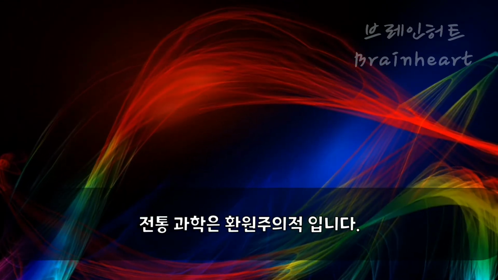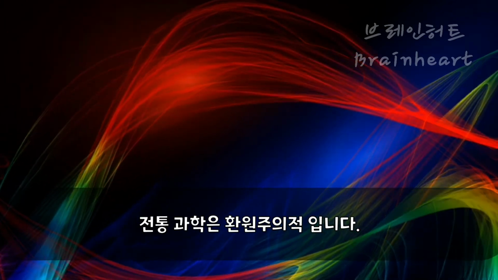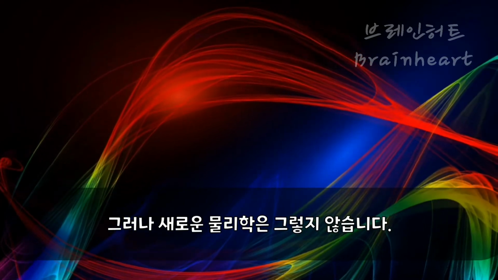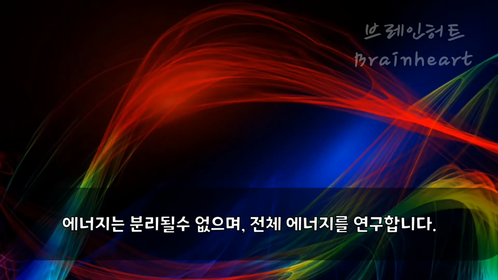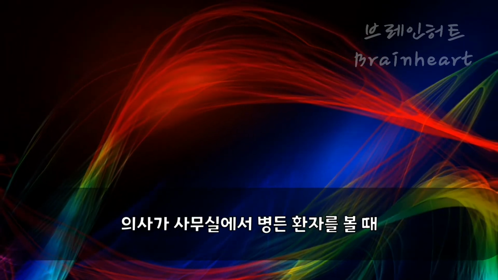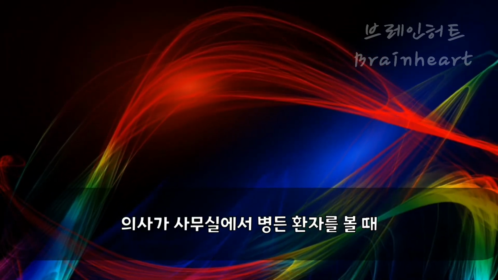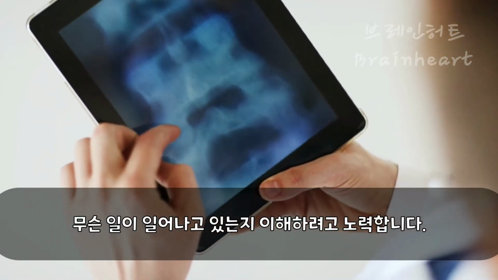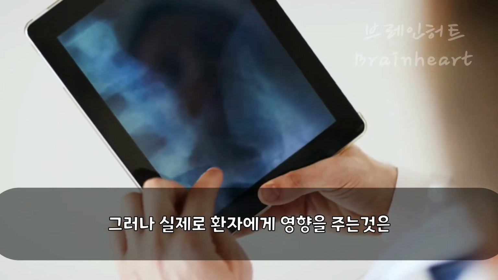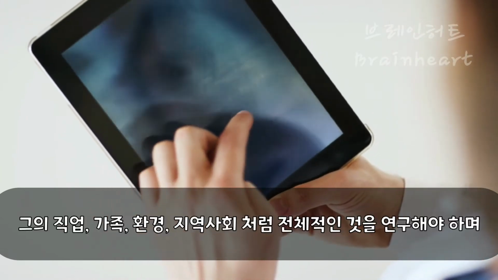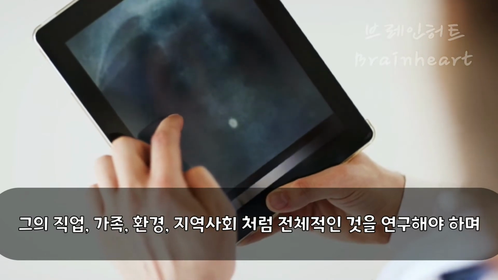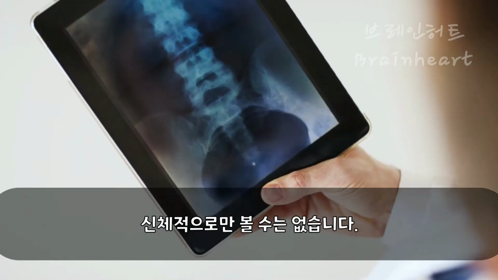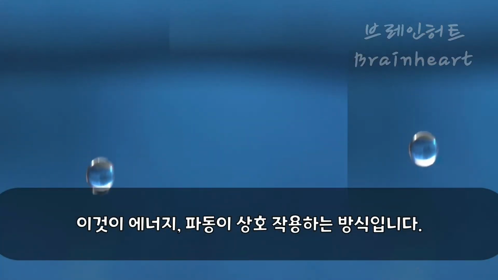So conventional science is reductionistic. It takes things apart and studies pieces. But the new physics says, no, you have to study wholeness because you cannot separate the energy. So when a doctor looks at a sick patient in his office, he looks at his physical body and tries to understand what's going on. But what we all know about wholeness is that what affects the patient is his job, the family, the environment, the community, so that to study illness, you can't see it just in the physical body. So this is how energy waves interact.